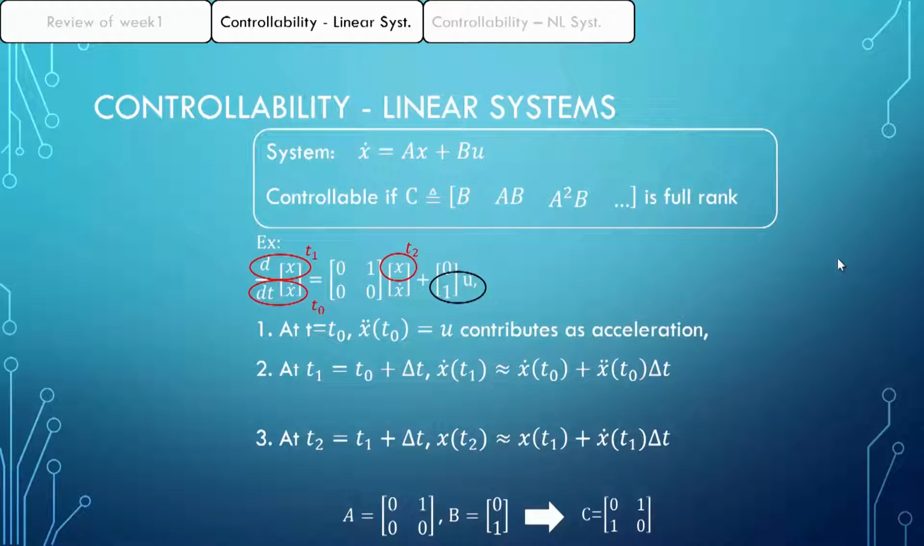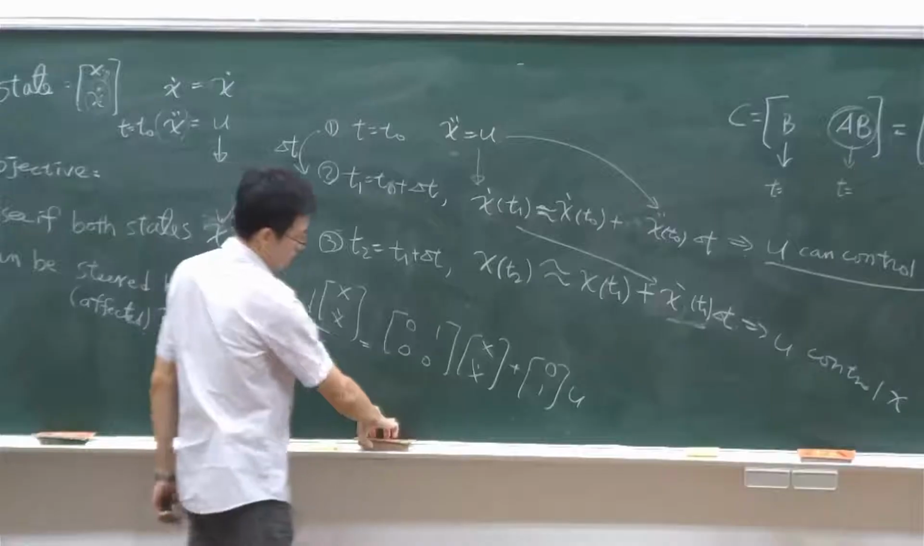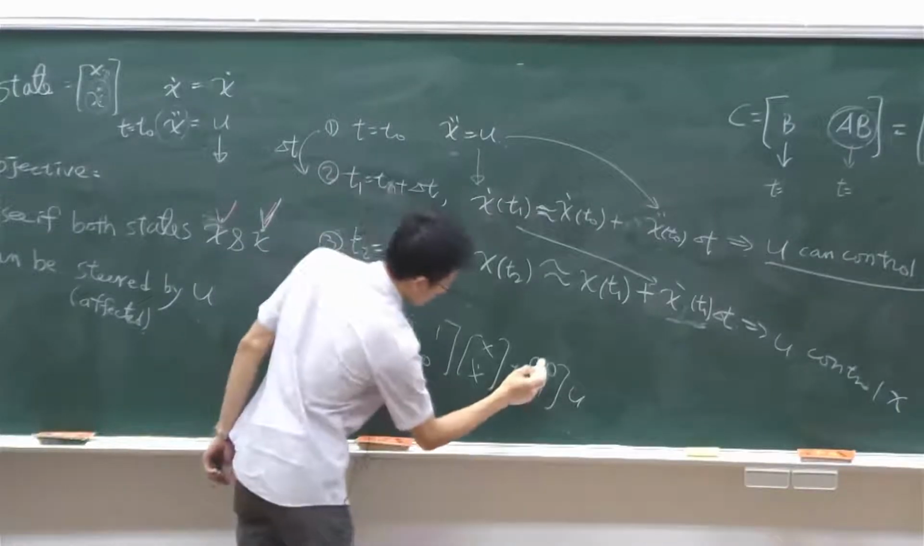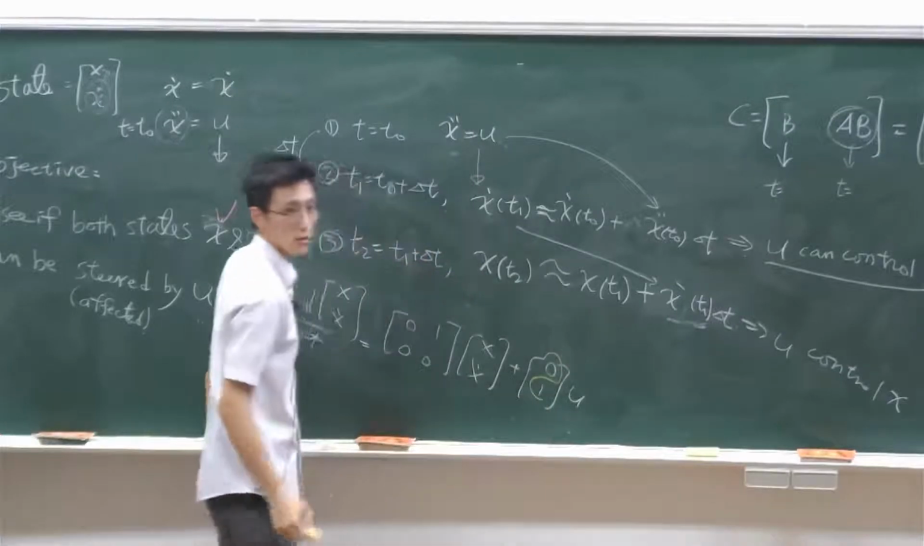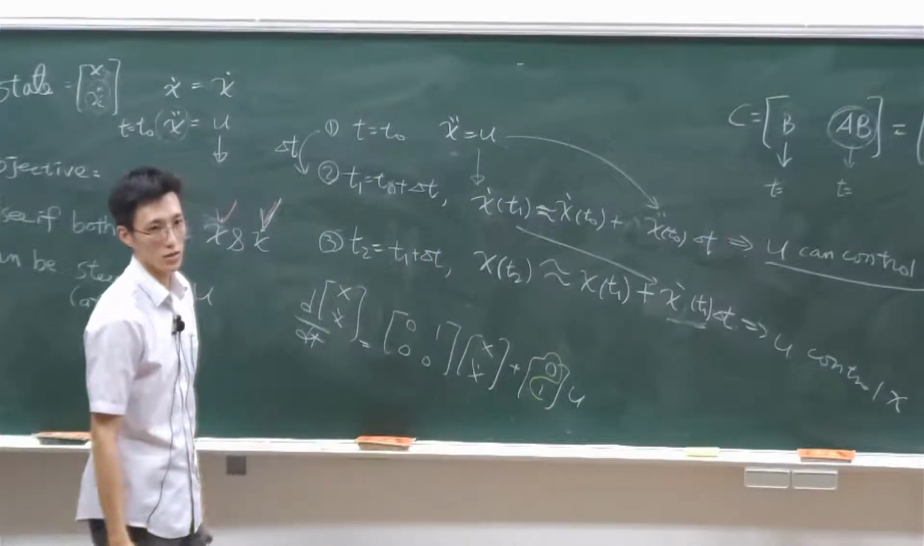So in which case is it not controllable? The question is how can I modify A or B such that it's not controllable? Very simple. Let me show you. So originally the system is this. If I swap these two, the system will not be controllable.